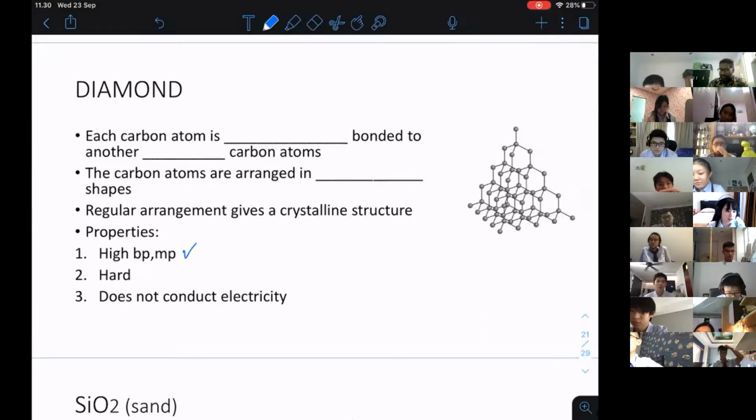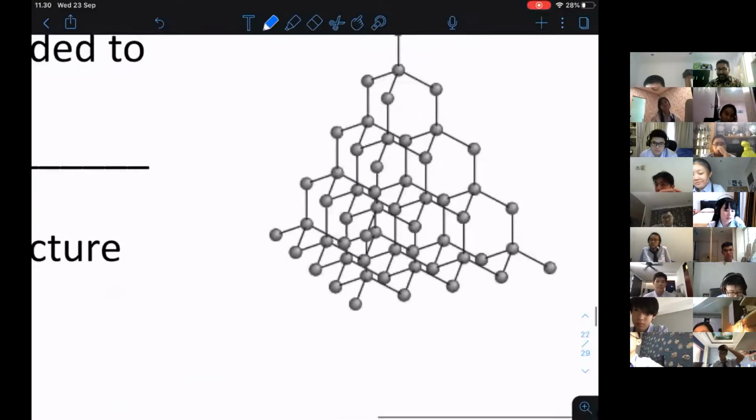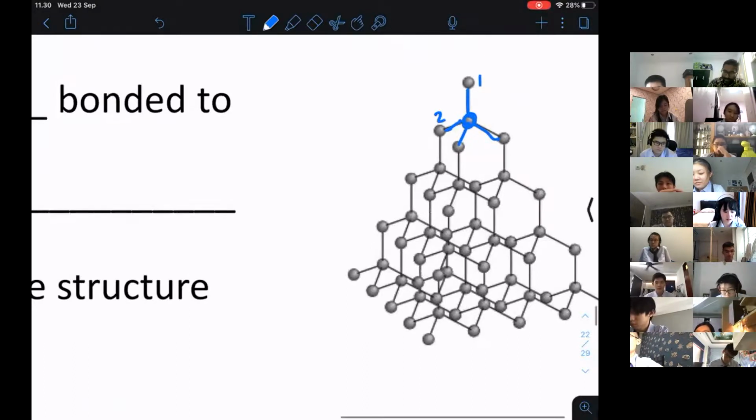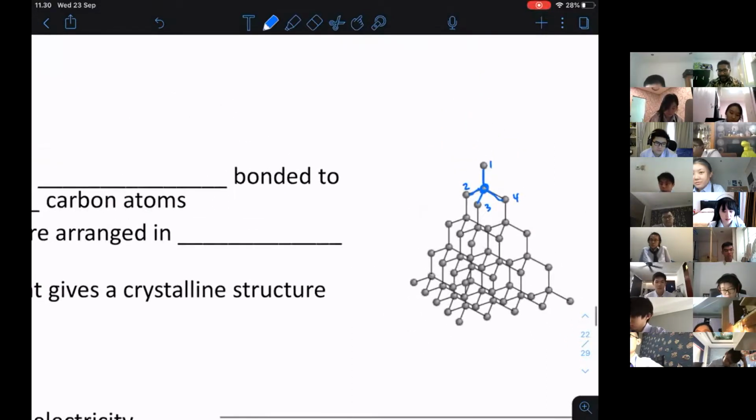Why? Because of the structure being repeated again and again. You can see each of them has a tetrahedral structure. Each carbon is bonded to how many carbons? 1, 2, 3, 4. So there are 4, and all 4 electrons are completely used, so they cannot conduct electricity. There's no sea of delocalized electrons.